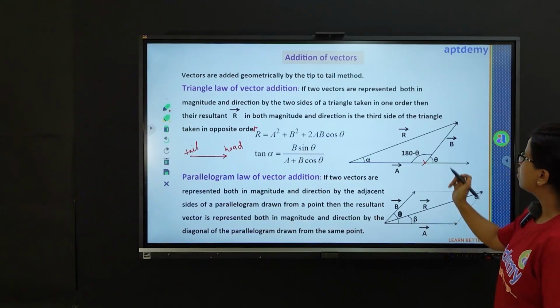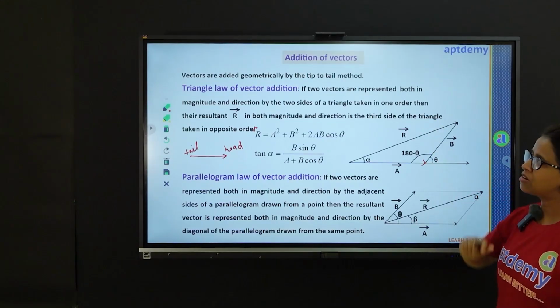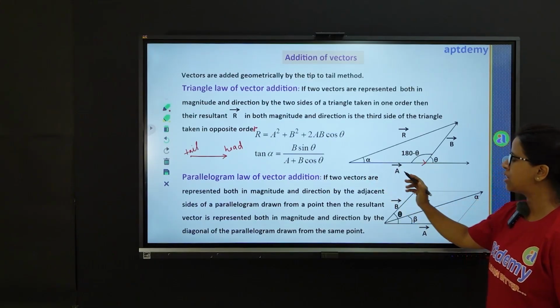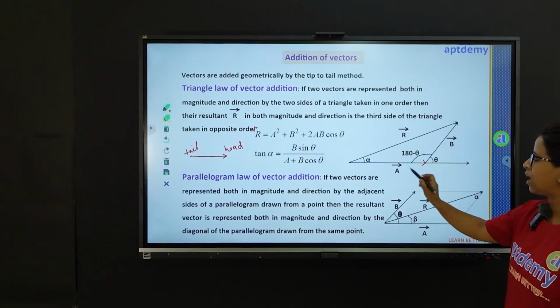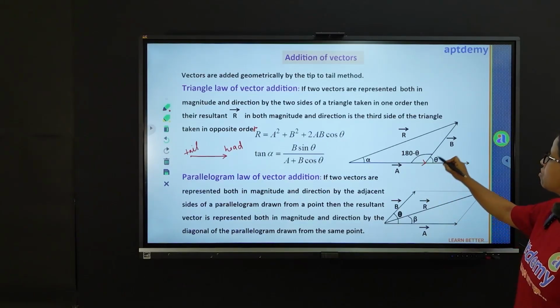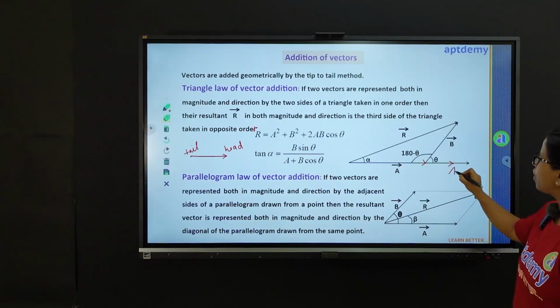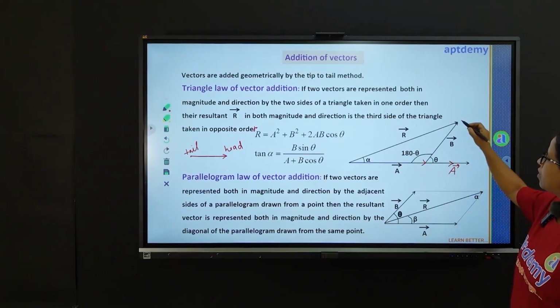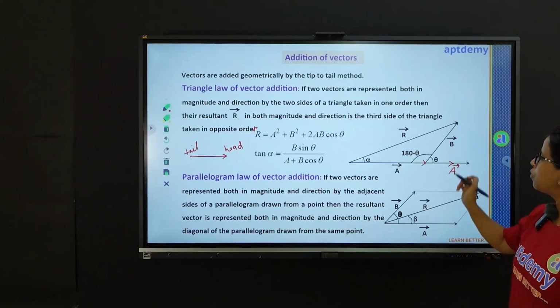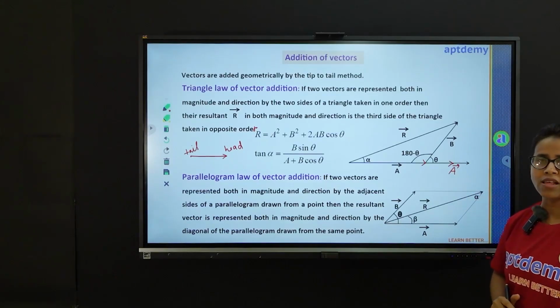Why not? The reason is that vectors are to be added by the tip to tail method. So what we have to do is replace this vector A by this particular vector. When we are adding these two vectors, vector A and vector B, the resultant is actually this. And then the angle between the two vectors will be considered as theta.